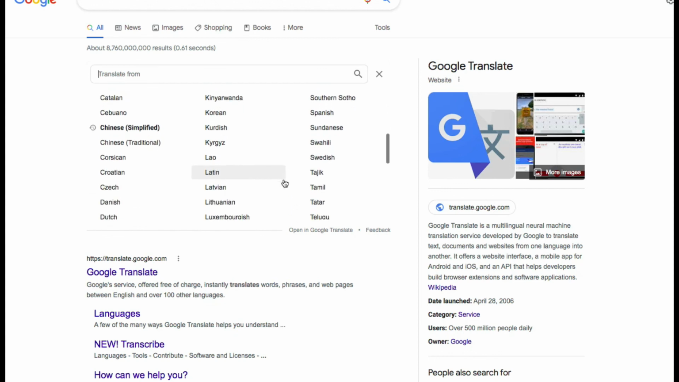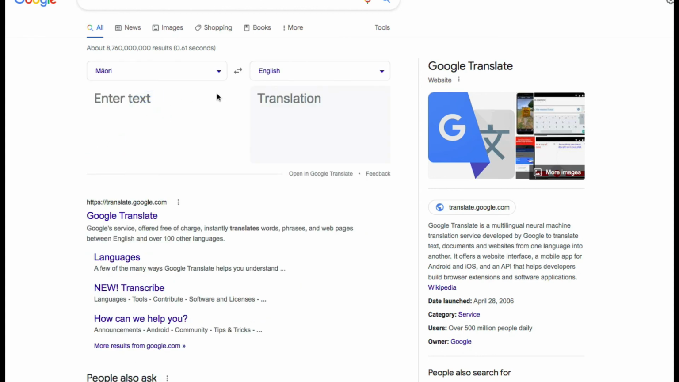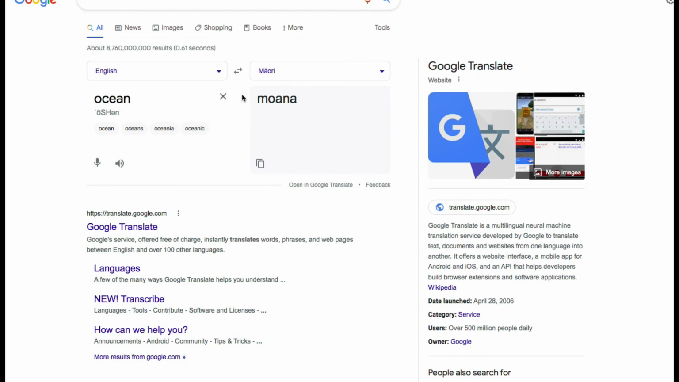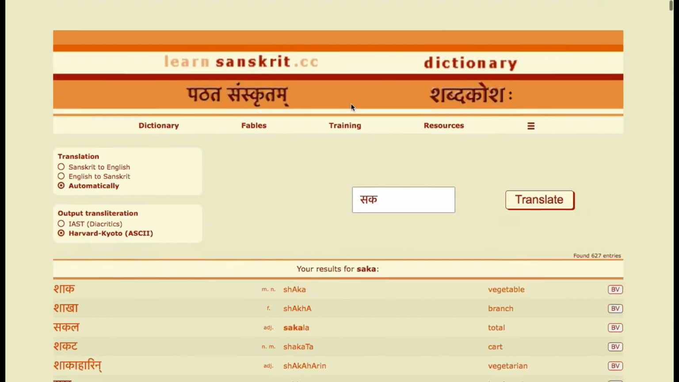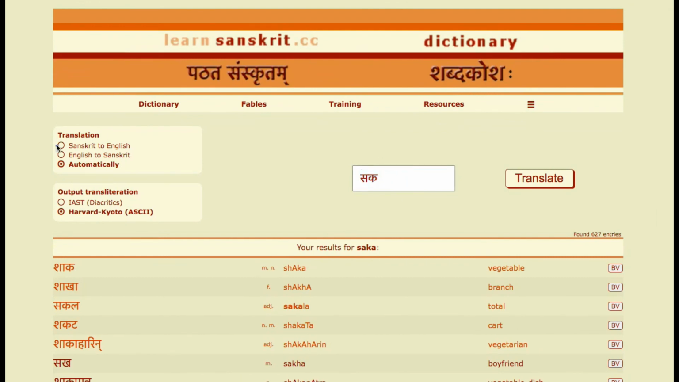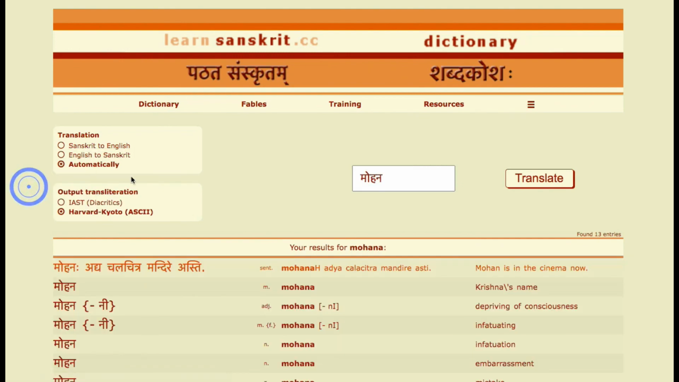Oh, wait. New Zealand, Maori. What's the name of the people from New Zealand? The Maori? Yeah. Here we go. Look. Ocean. Moana, right? Like that cartoon character. Well, guess what Moana means in Sanskrit? I discovered this a few months ago, and it's just mind-blowing. Moana. Oh, wait. You have to add an H. As if it mattered, right?